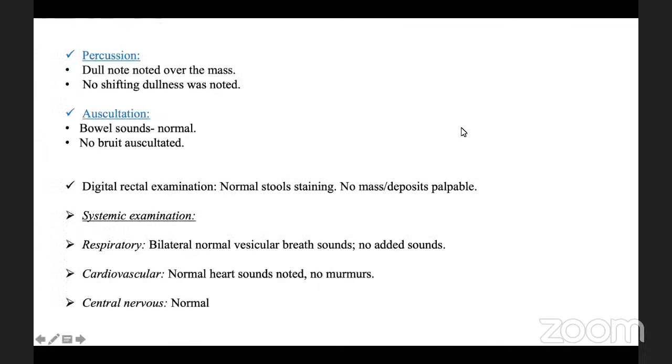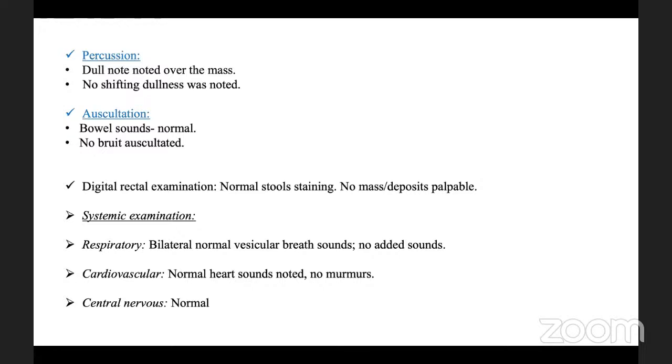Moving on to percussion, there was a dull note over the mass and no shifting dullness was noted toward the abdomen. On auscultation, the bowel sounds were normal, no bruit auscultated. During the digital rectal examination, the stools were normal in staining and there was no mass or deposit palpable.